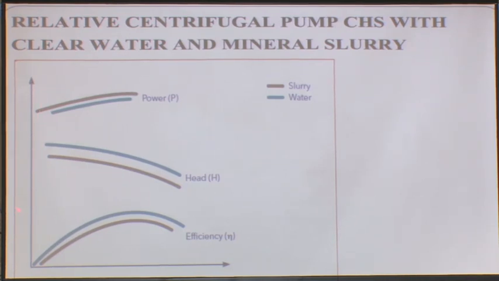What do you see? This is the head axis, this is the Q axis, that is the flow axis, this is the head axis. You can see two curves, one is the water and the other is the slurry. Here also power, you just see the fun. In the head, this color, that is the slurry, goes down; power goes up; efficiency for the slurry goes down, water is up.